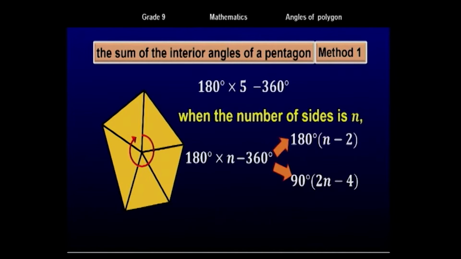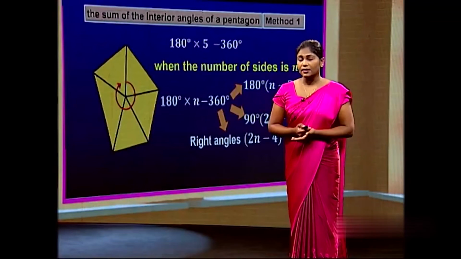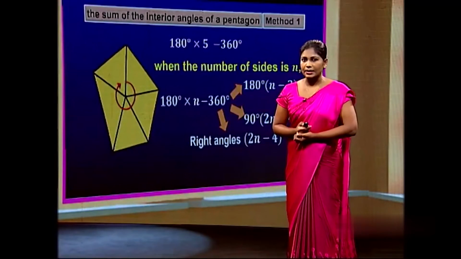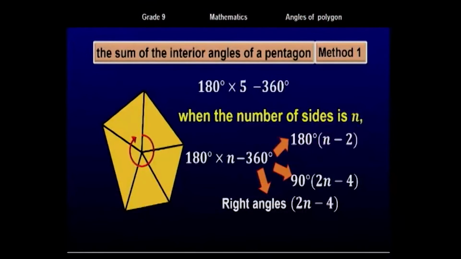What happened to this? In place of 180, you can write 90 times 2. That means 90 into 2n minus 4. There is another method: in place of this 90 degrees, in words you can write right angles. Then right angles into 2n minus 4. Okay children, that was the example using method 1.